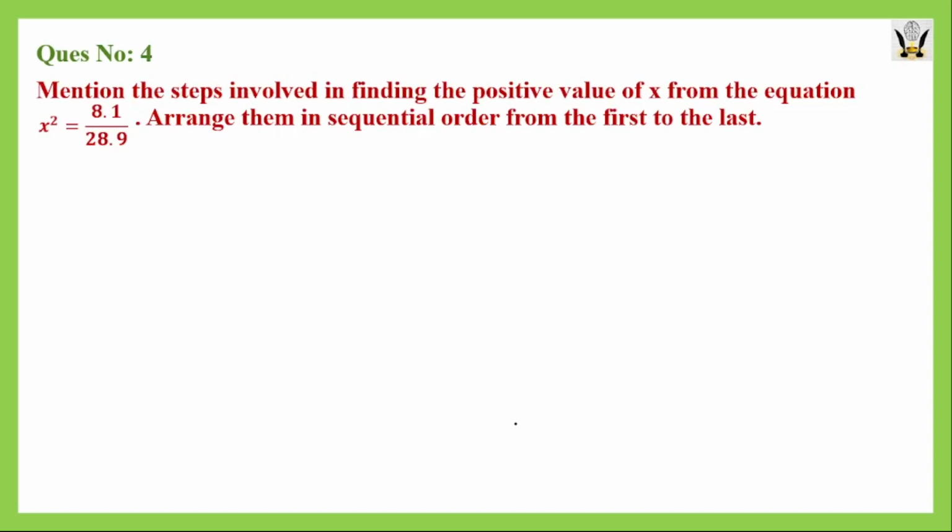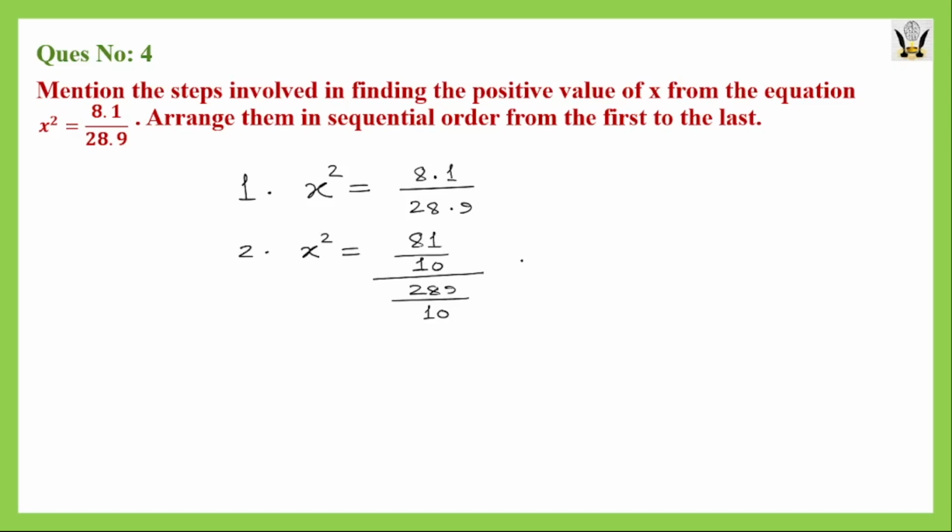Now in the next problem sum, again we have an equation where the square value of x is given, and from that given equation we have to find the value of x. So in the first step we will write that equation. Now what we can see here is, on the right side of that equation, both in the numerator and denominator we have decimal numbers. So in the next step we have to represent those decimal numbers by their equivalent rational numbers. Now if we further rearrange, then it can be written as 81 divided by 10 multiplied by 10 divided by 289, and the simplified form will be 81 upon 289.